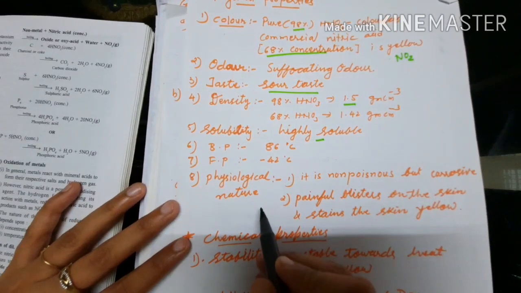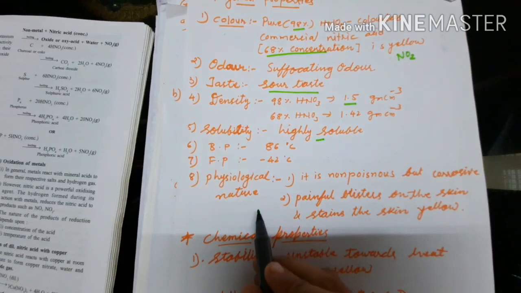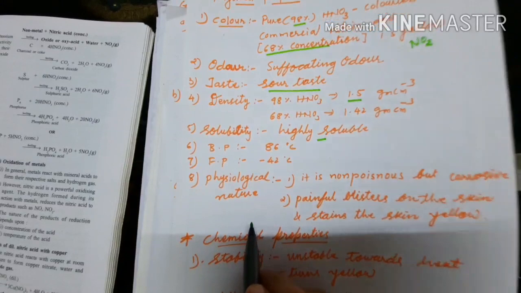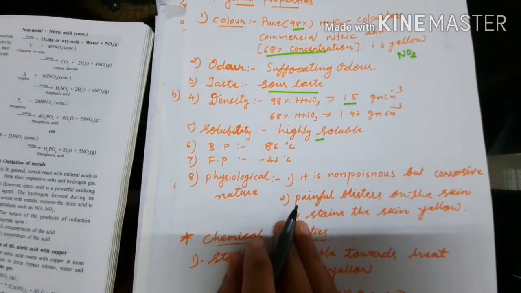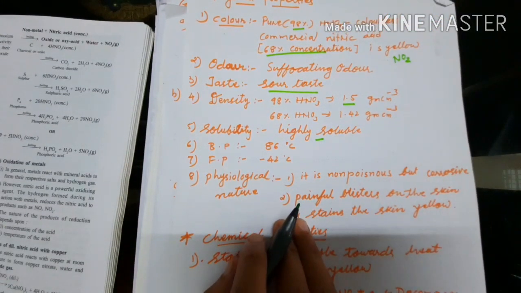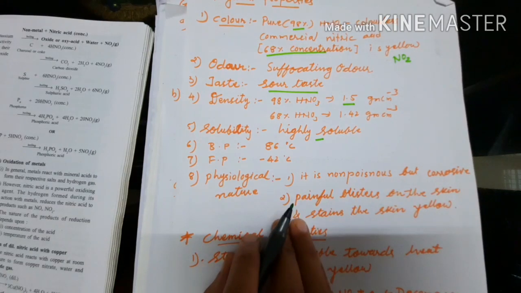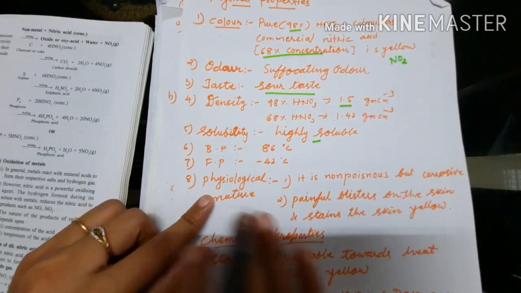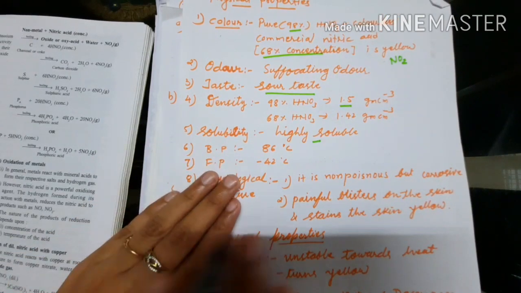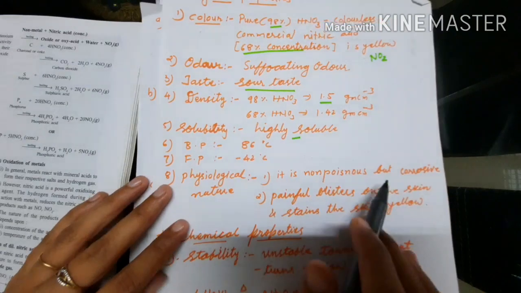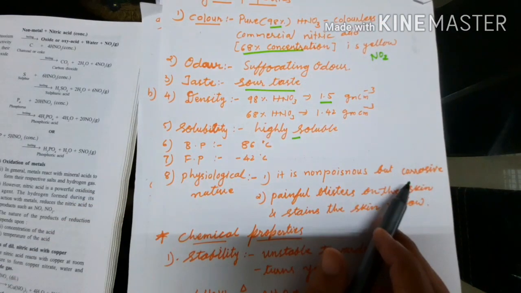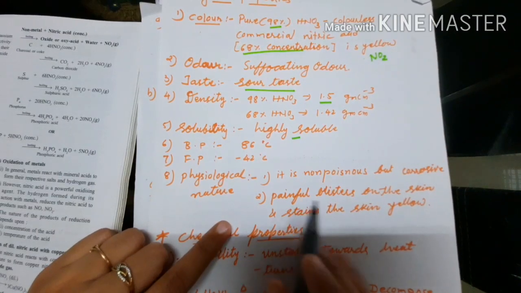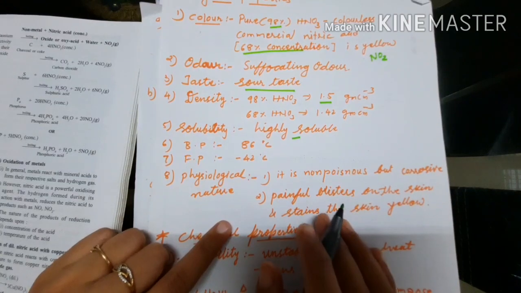Then the physiological nature, meaning how it behaves in nature. We can say that it is non poisonous, but it is very corrosive. If we open the bottle of nitric acid, you will find some fumes present above the upper layer of the nitric acid, so it is a little bit corrosive.